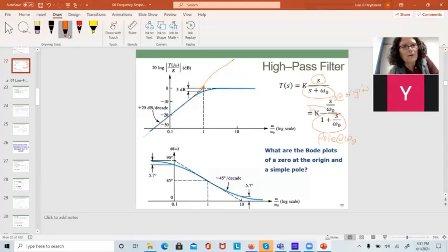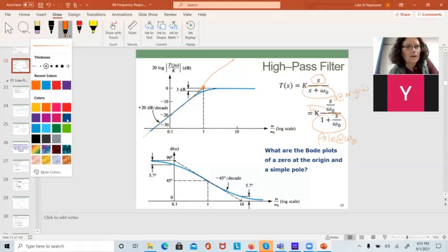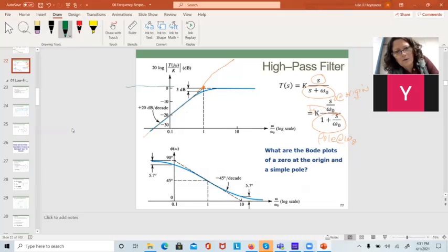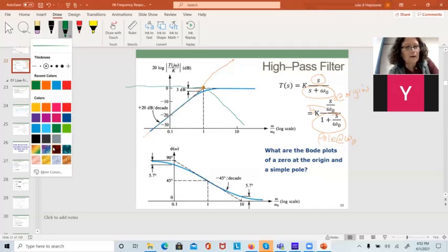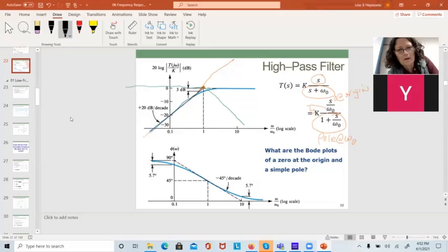The other one, I don't want to use blue. Blue's absolutely the worst color for our slides. I want to use green. Okay, so my other one is a pole at omega naught. It will go through 0 dB, and when I get to omega naught, it starts falling by 20 dB per decade. So those two cancel out. I got a slope of plus 20 and minus 20, and my overall response is going to go up and then flatten out.